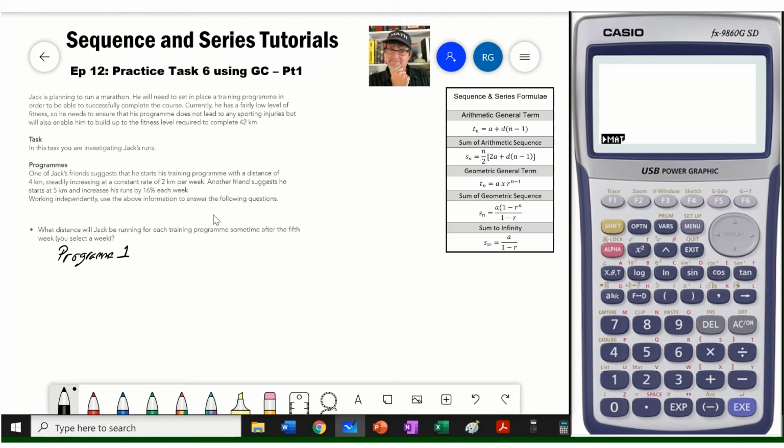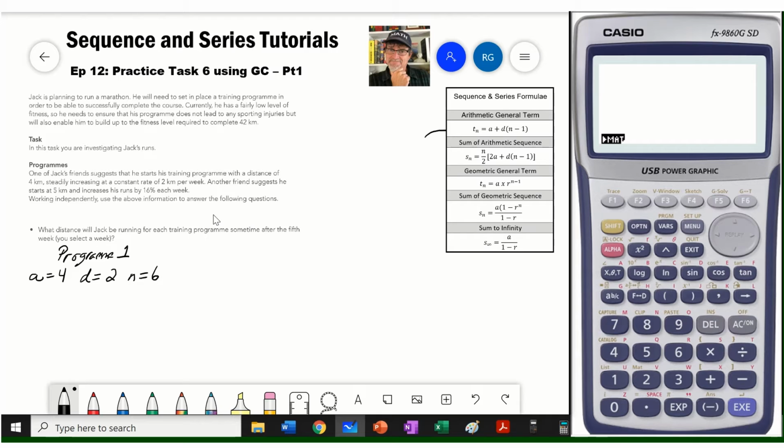And what do we know about program 1? Well, let's see. Start with a distance of 4 kilometers. That we call A. Increasing at a constant rate of 2 kilometers per week. That we call D, and that means this is an arithmetic sequence. D equals 2. Now we're going to look at week 6 here, so that's our N. N equals 6.